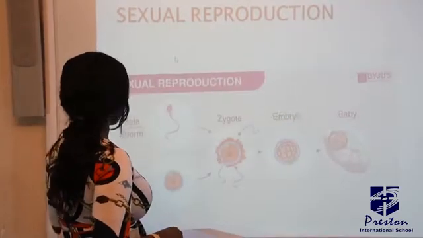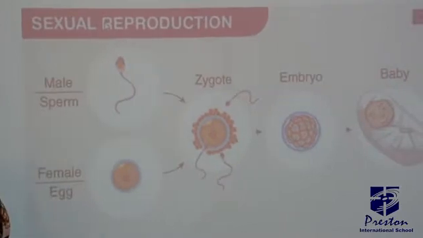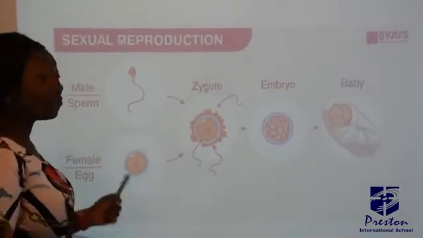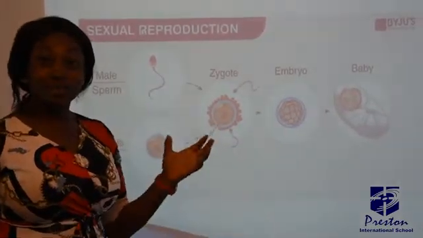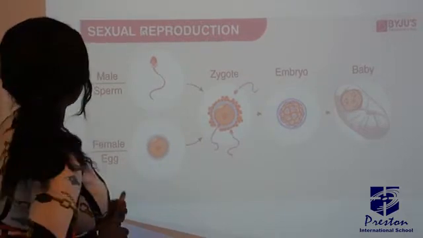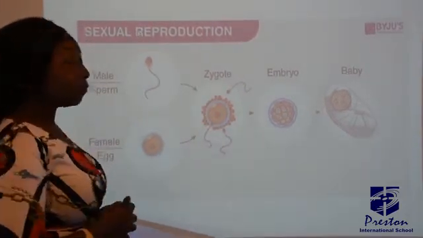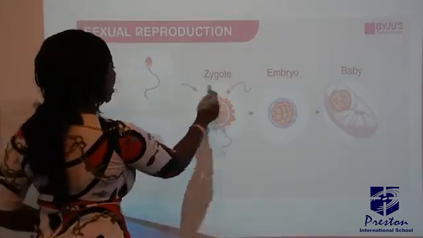Now let's take a look at the sexual reproduction diagram. Now let's look at this diagram. This is the male sperm. Like I said before, it involves two parents. Now this is the male and this is the female. Of course, two parents means two different sexes. One male, one female. So we have the male sperm representing the male and the female egg representing the female. They come together to form a zygote.